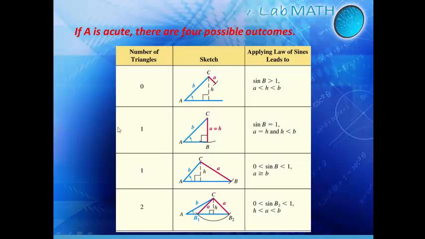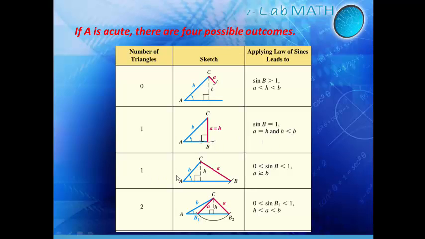How many triangles? There are none if this happens. Sine B is greater than 1, where the height is greater than a but is less than b. So side a is too short. So no triangle is formed. We can have one triangle if sine B is equal to 1, where a is equal to h, and h should be less than b. One triangle is formed.